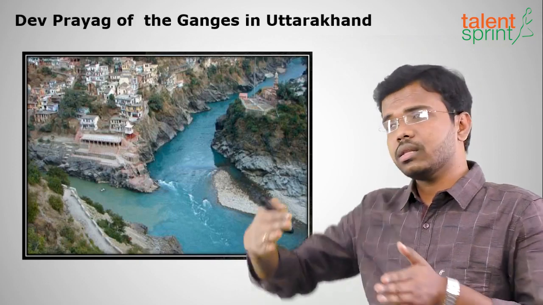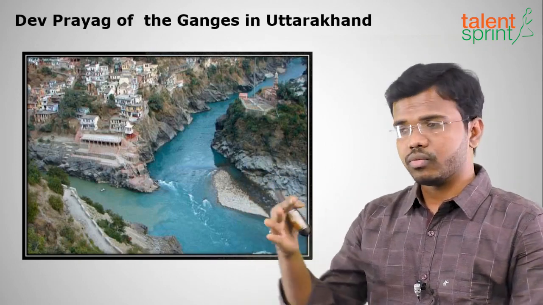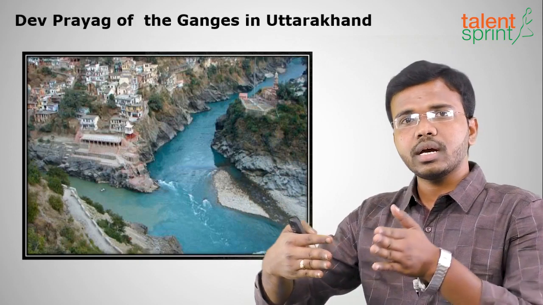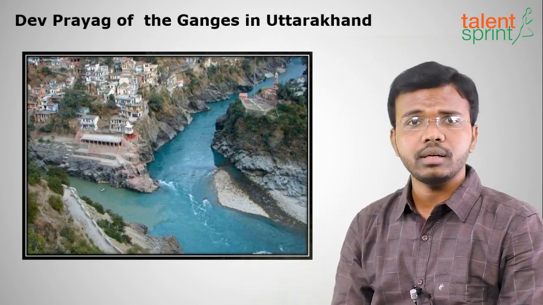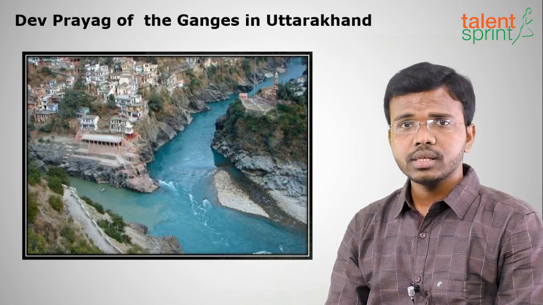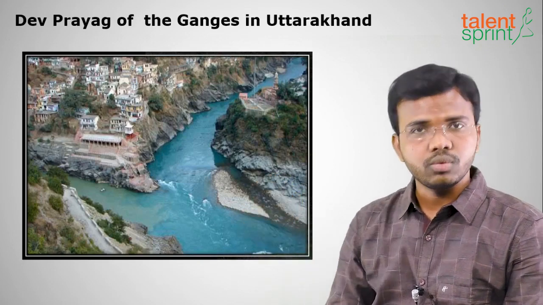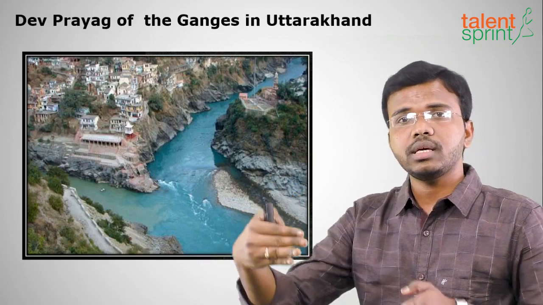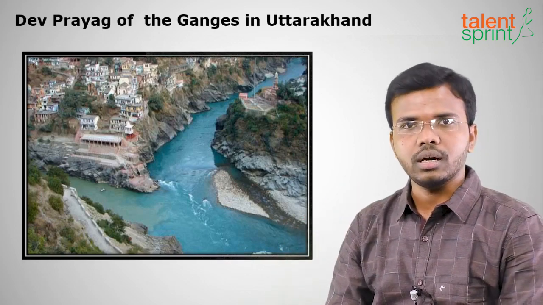Alaknanda has 4 more Prayags. The 4 Prayags of Alaknanda and this Deva Prayag are called Panch Prayag. All these happen in Uttarakhand only. Clear with this? So Bhagirathi originates from the Gangotri glacier in Uttarakhand. Bhagirathi and Alaknanda, from there they will move as the Ganges, or the Ganga.